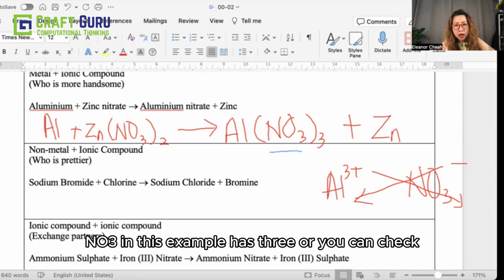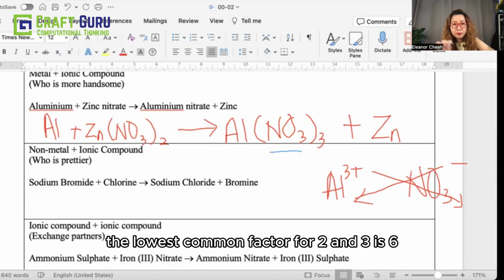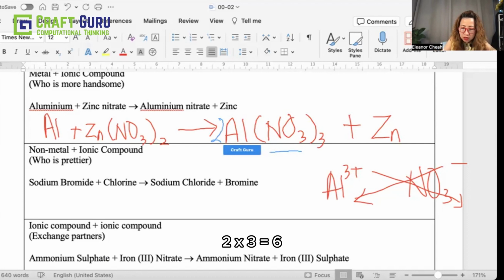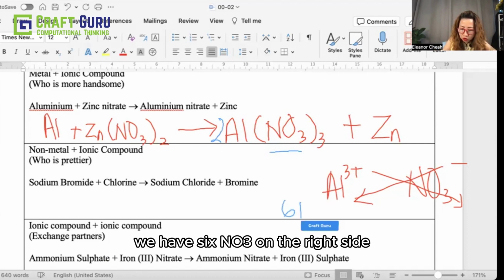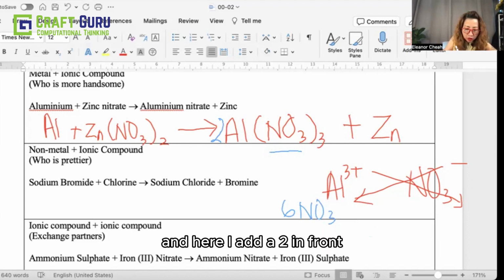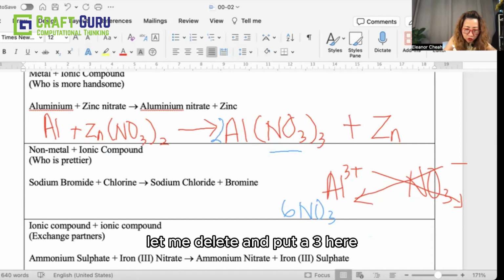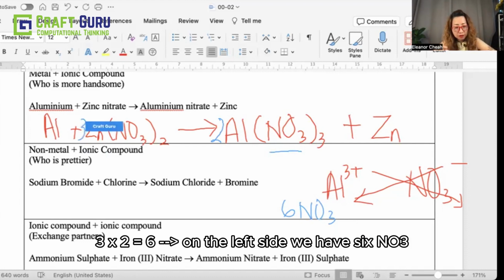Or you can check the lowest common factor for 2 and 3, which is 6. So we put a 2 in front. 2 times 3 is 6. So we have 6 NO3 on the right side. And here, I add a 2 in front... it should be 3. Let me delete and put a 3 here. So 3 times 2 is 6. So on the left side, we have 6 NO3.